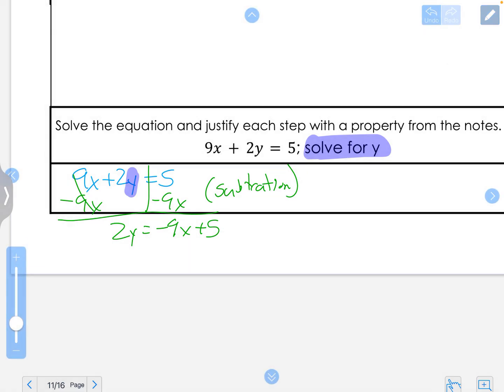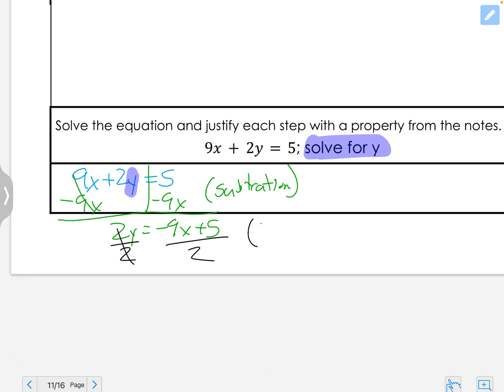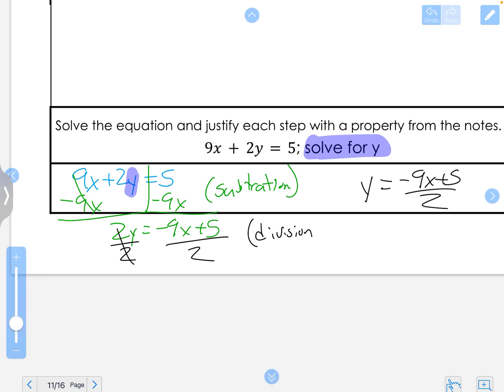The next step to get the y by itself is we need to divide. So our step was division. And so our answer was y equals negative 9x plus 5 over 2. And since there's nothing really for me to simplify, I'm just going to leave it like that. But we can do that with literal equations as well as equations.